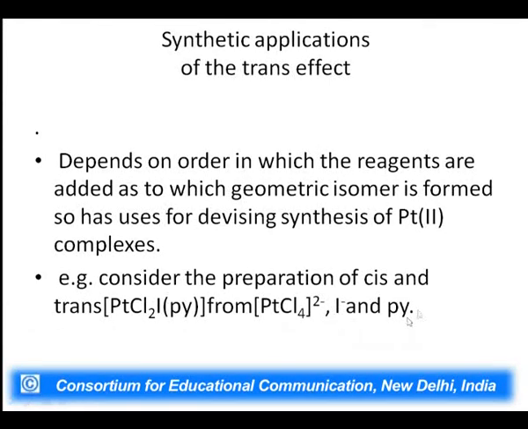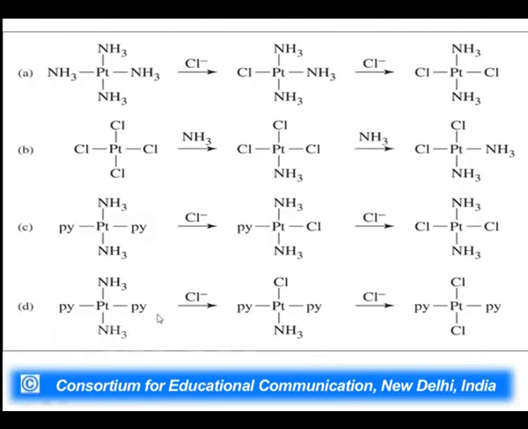The other substituent, pyridine, will take the position trans to this. That will result in the trans isomer. But if we want the cis isomer, firstly we will have to take it with the iodine, then pyridine. So, this can be made use of in the preparation of various cis or trans isomers, depending on the series in which they are used.